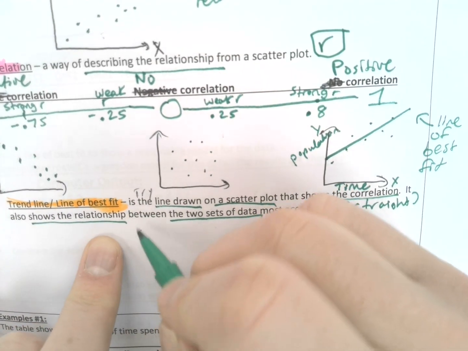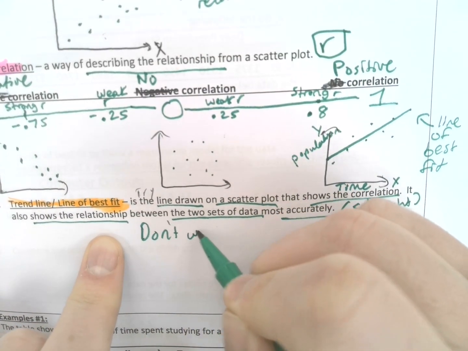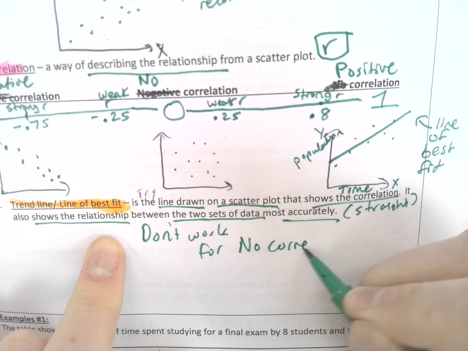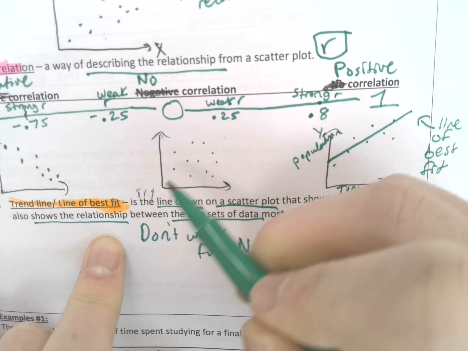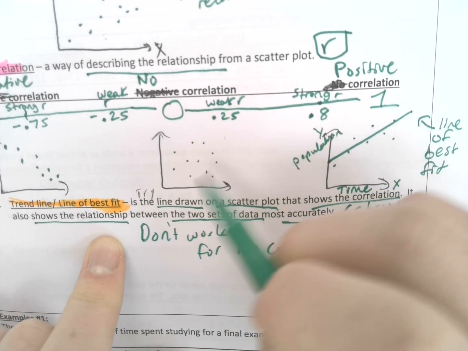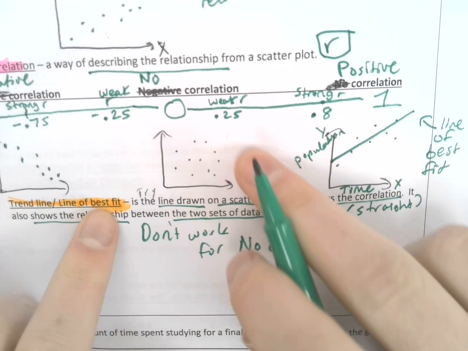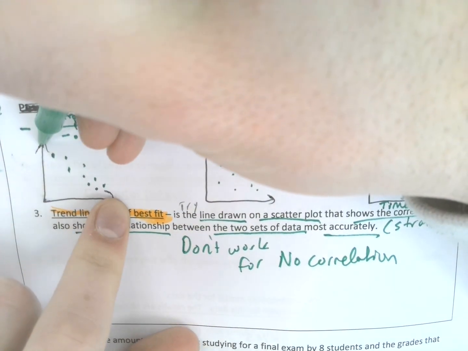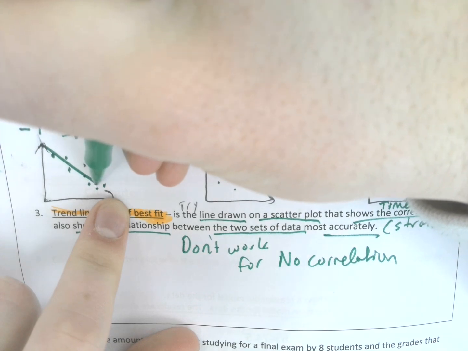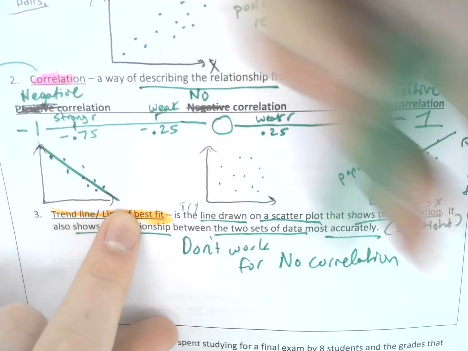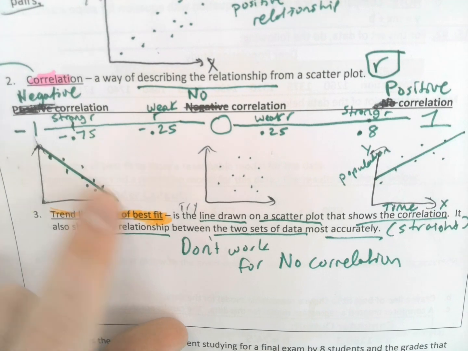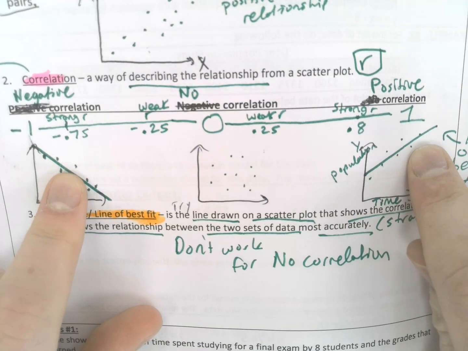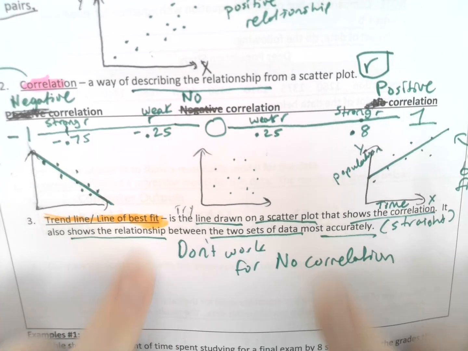Now, these don't work for no correlation. There's no way to put a line anywhere through any of this, so we can't really do that. But then, of course, for maybe a negative correlation, you could do something like that right there. That's actually a really good line of best fit. I'm pretty proud of myself on both of these. So that's kind of what we're talking about there.